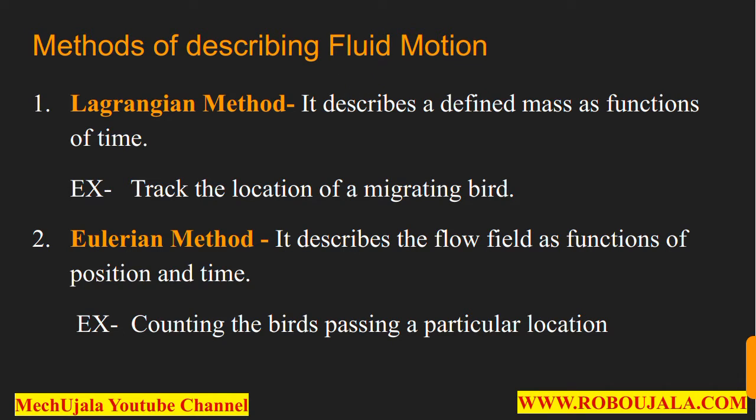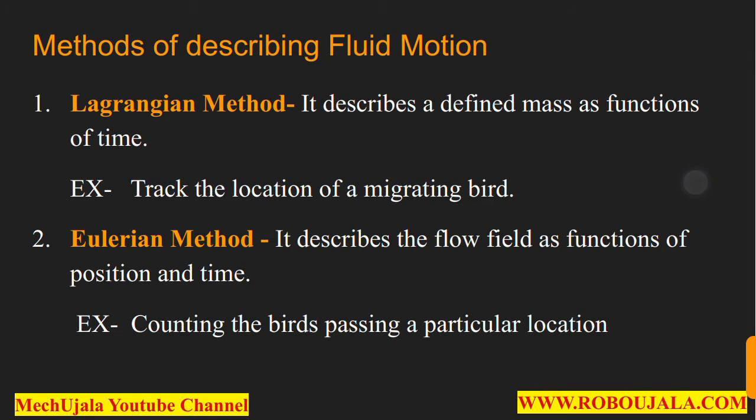The first method is the Lagrangian method. It describes a fluid mass as a function of time. As an example, tracking the location of a migrating bird is an example of the Lagrangian method. The second type of method is the Eulerian method. It describes the flow field as a function of position and time, like counting the birds passing a particular location. It is an example of the Eulerian method.